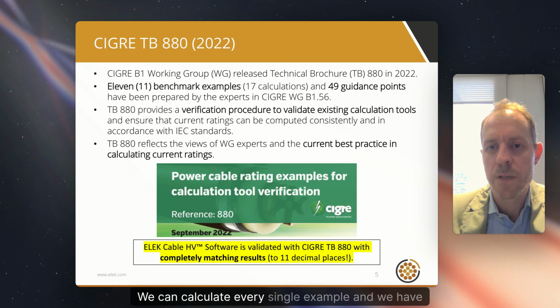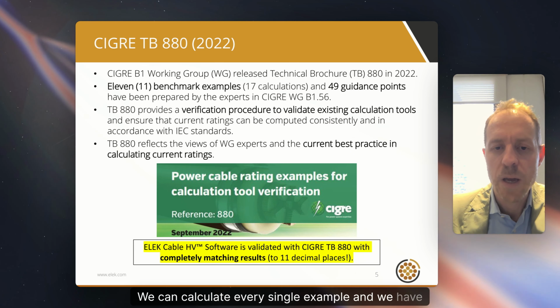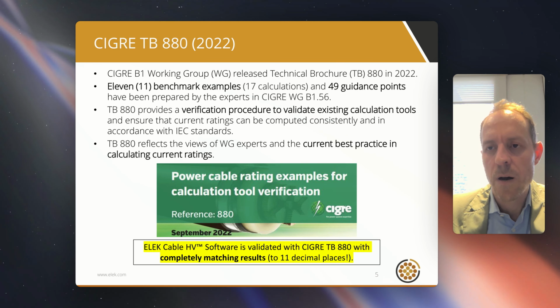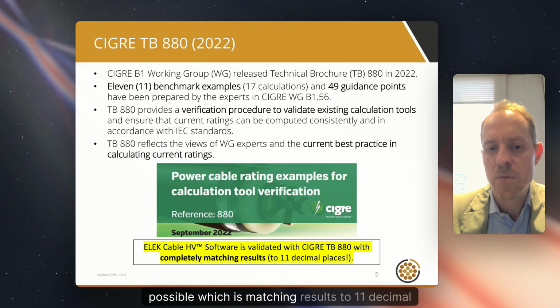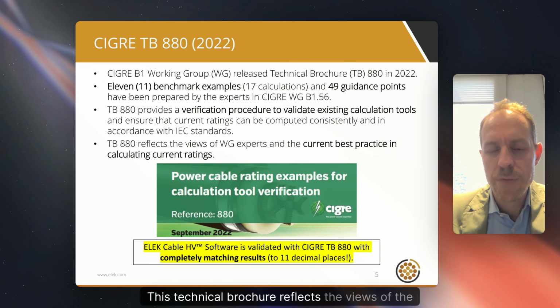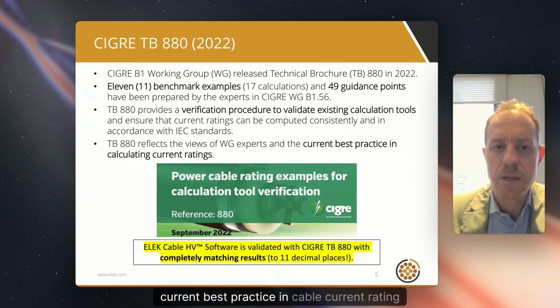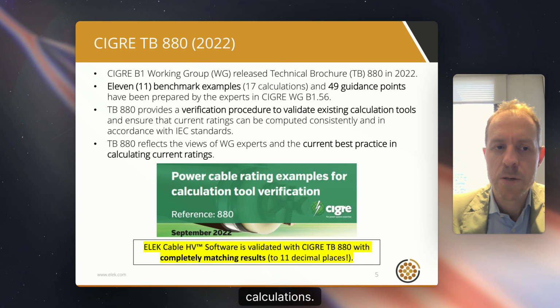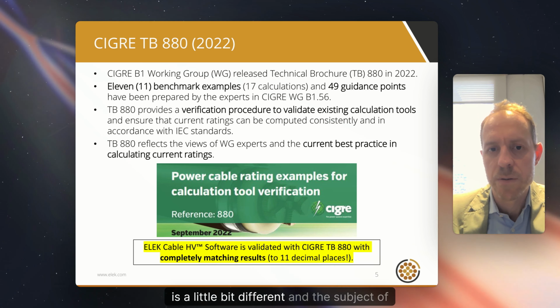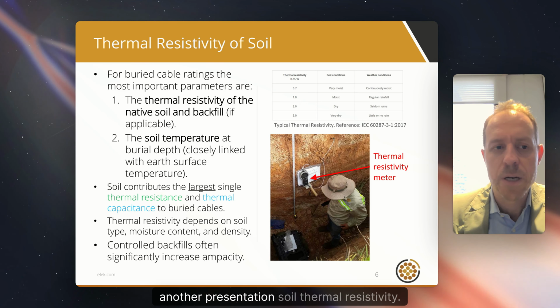We have used this technical brochure to validate our software. We can calculate every single example, and we have the highest accuracy possible, which is matching results to 11 decimal places. This technical brochure reflects the views of the current best practice in cable current rating calculations. We also provide finite element calculations, which is a little bit different and the subject of another presentation.